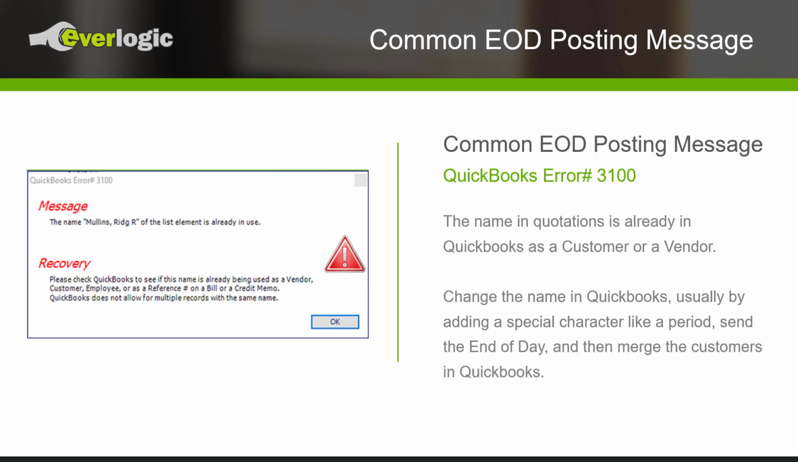For example, the message states the name Mullins, Ridge R of the list element is already in use. The name in quotations is already in QuickBooks as a customer or a vendor. QuickBooks is very particular in preventing you from having a customer and a vendor with the exact same name. What you'll need to do is change the name in QuickBooks, usually by adding a special character like a period or an asterisk behind the customer's last name. Then you can send the end of day over and then merge the customers in QuickBooks.